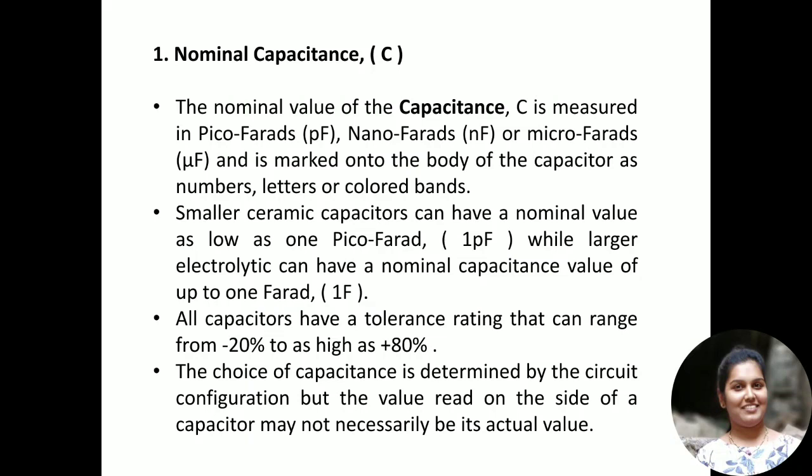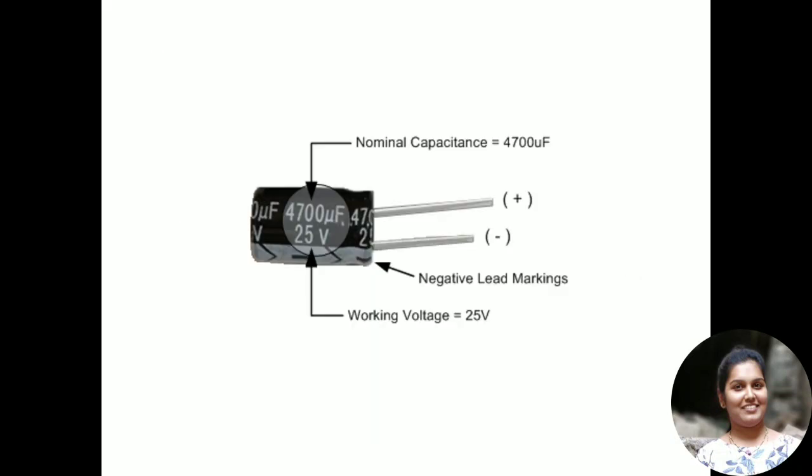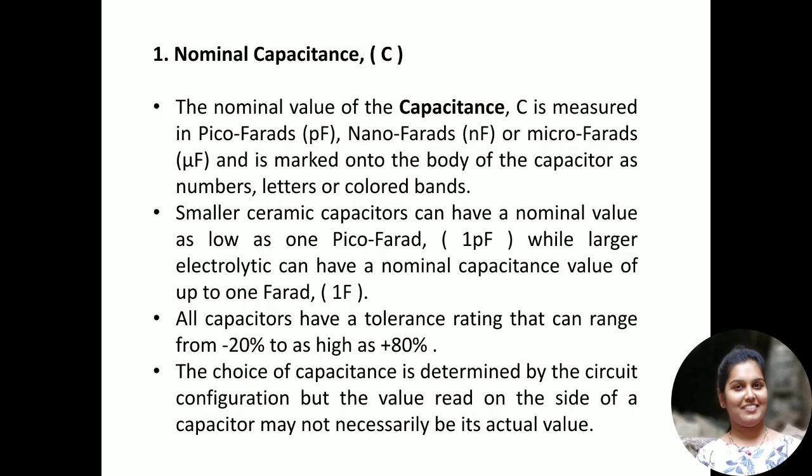This value is generally measured in either picofarads, nanofarads or microfarads, and it is marked directly on the body of the capacitor as some numbers, letters or color bands. As we observe this capacitor, which is an electrolytic capacitor, its nominal capacitance value is directly given in the number format. Whereas in the last class we have seen a mica capacitor on which a number is written, and from that number we have to calculate the value of the capacitance, right?